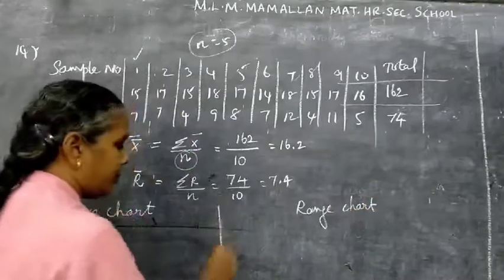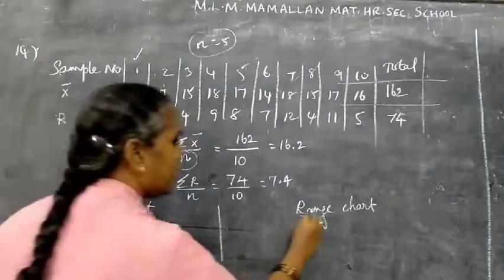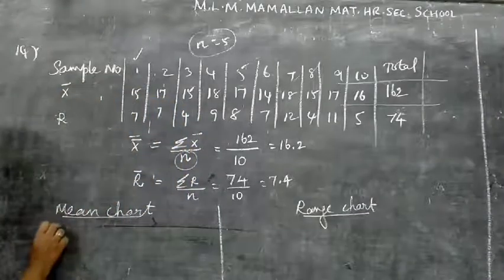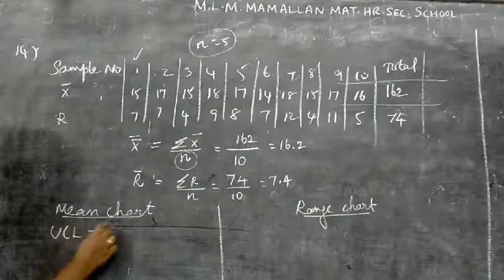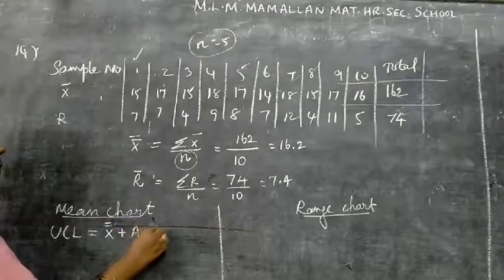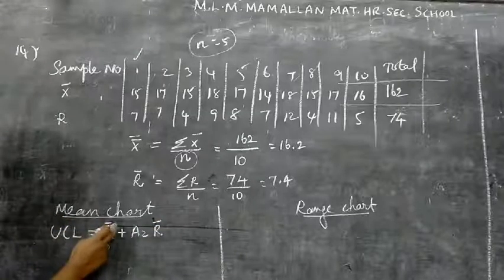First, we are going to prepare the calculation. I mean, we are going to put the calculation for this. After that only, we are going to prepare the graph. Okay. First, let us move to our upper control limit. What is the upper control limit? X double bar plus A2 into R bar. This is the mean chart. In this, we will be using X double bar.